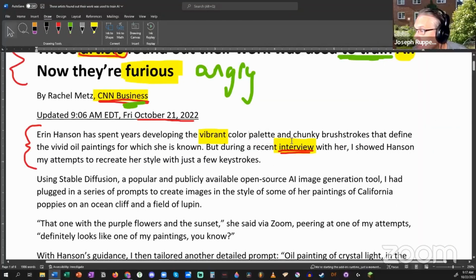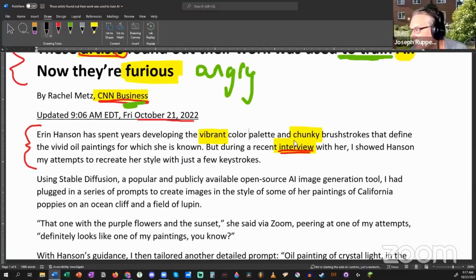Vibrant color palette, chunky brush strokes. So chunky here with art, I would say just the opposite of smooth. So it's not smooth. We're not dealing with smooth brush strokes. We can see that the paint is thick probably. So thick brush strokes. Thick and chunky that define the vivid.